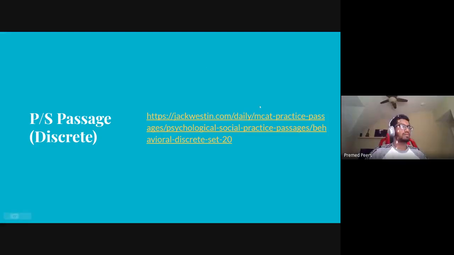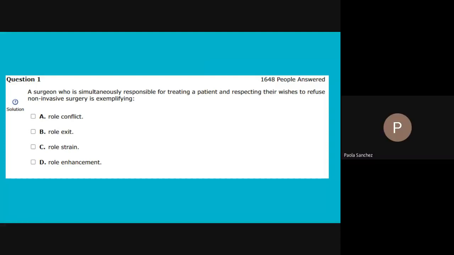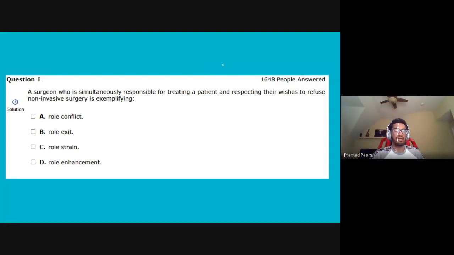All right, let's get back into this passage. So for the first question, would anyone like to take a shot at this one? Oh, role strain. Perfect. Okay. Do you mind walking us through your reasoning to get to that answer?